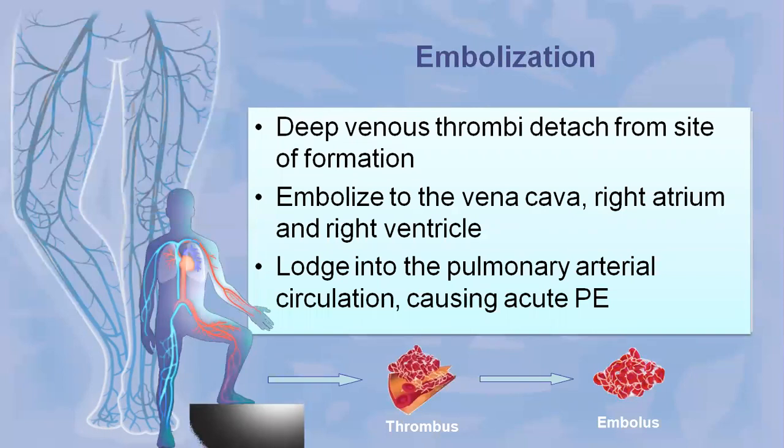So during embolization, the deep venous thrombi detach from site of formation, then embolize to the vena cava, going to the right atrium and right ventricle, then eventually lodge into the pulmonary arterial circulation, causing acute pulmonary embolism.